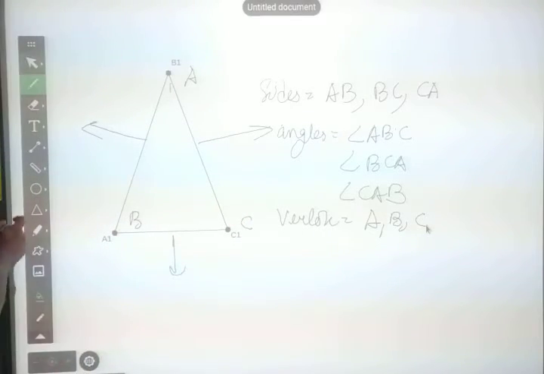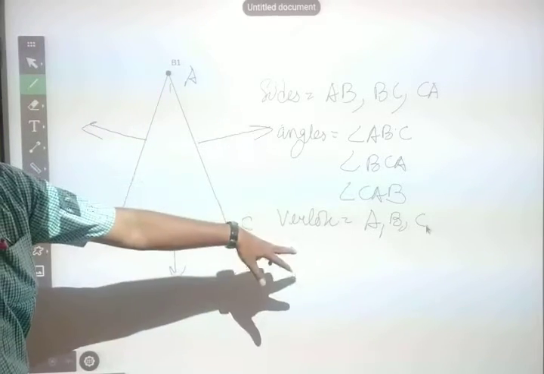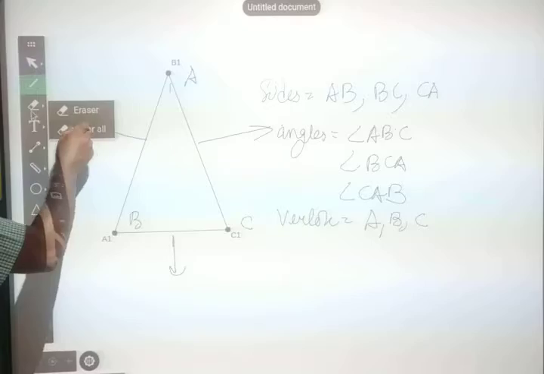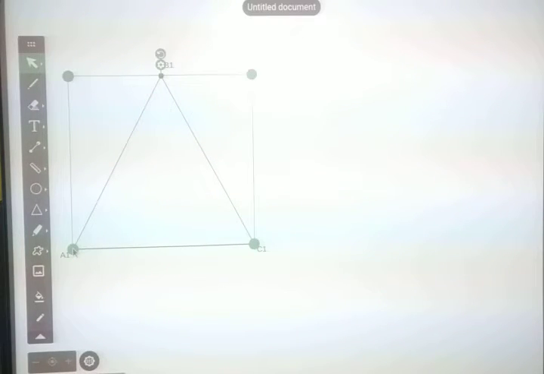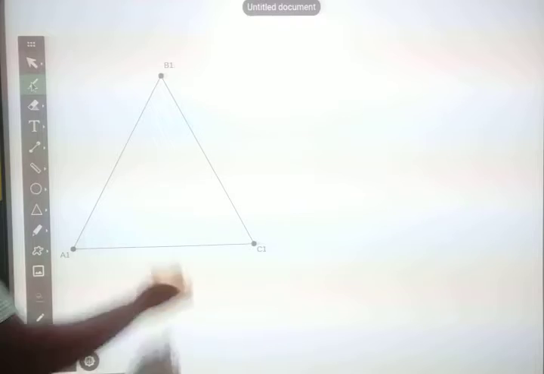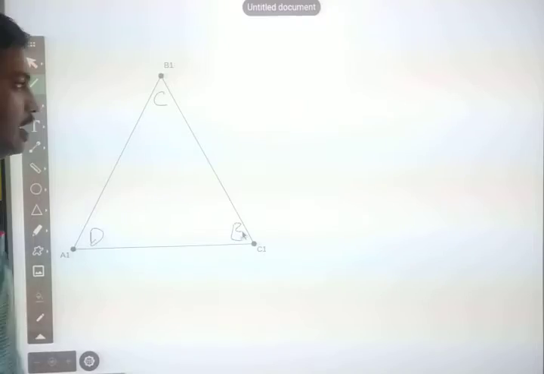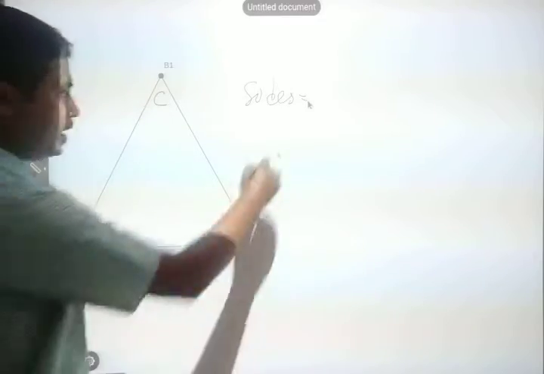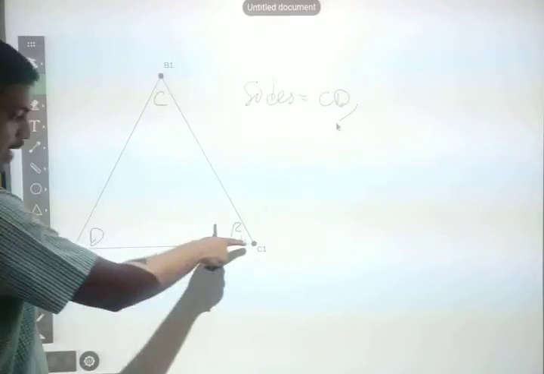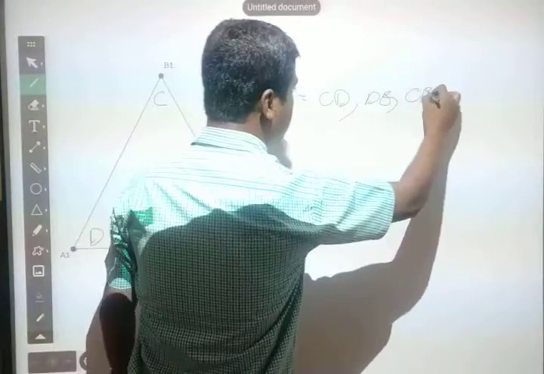Similarly, if I draw one more triangle, you can note down what the different sides, angles, and vertices are. Let me draw one more triangle. This is one more triangle. Suppose I mark it as C, D, E. Then what will be the sides? The sides here will be CD, DE, and the other one will be CE. So these are your sides.